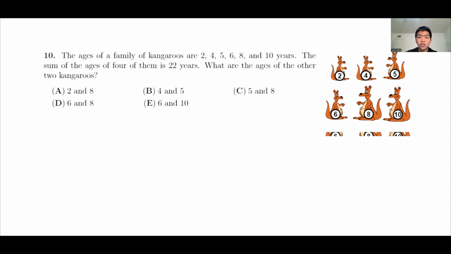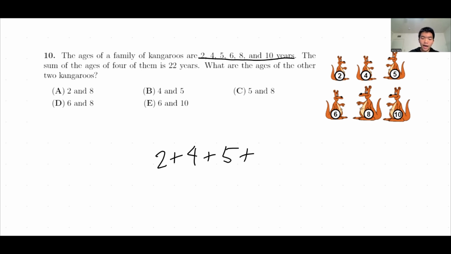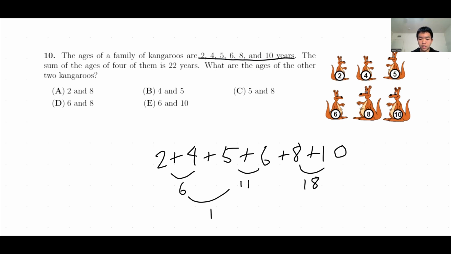To start this off, what we can do is add up all of these numbers. So we got 2 plus 4 plus 5 plus 6 plus 8 plus 10. Let's just start grouping them. This is 18, this is 11, this is pretty basic addition, 6, and then we add these 2 up, you get 17, plus the 18 equals 35. So we know that the total ages is going to be 35.